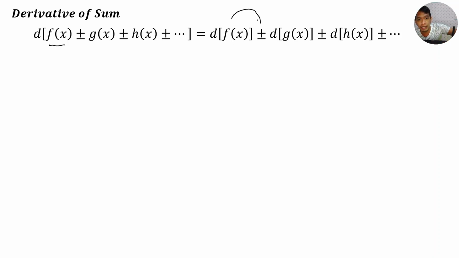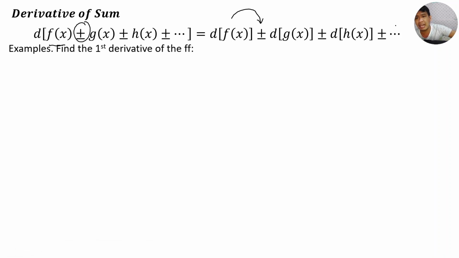So your first term, f of x. Then you will follow the operation in between. If it's plus, it's plus. If it's minus, it's minus. Derivative of g of x, the second term, plus or minus the derivative of the third. So kung may fourth, plus or minus the fourth, plus or minus the fifth, plus or minus the sixth, so on and so forth. So it depends upon how many terms ang function na dinidifferentiate natin.